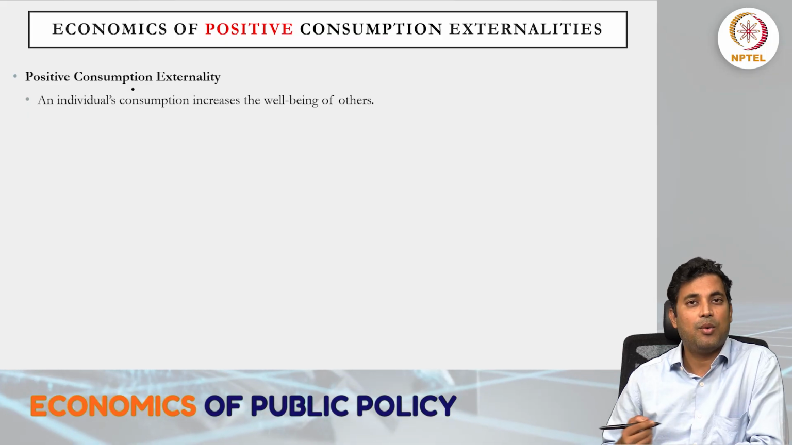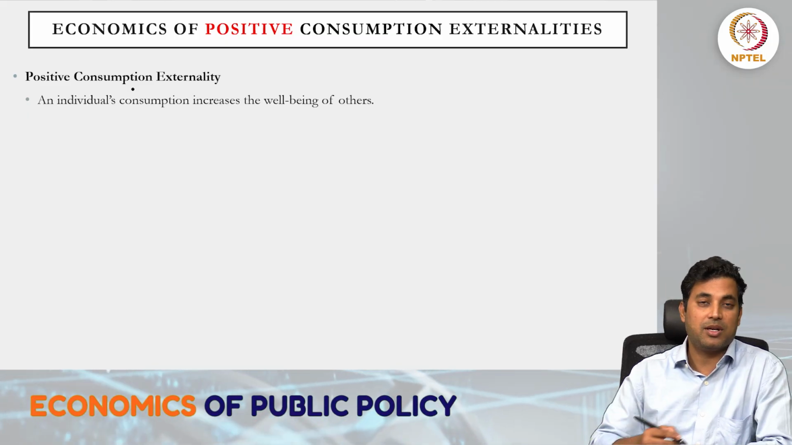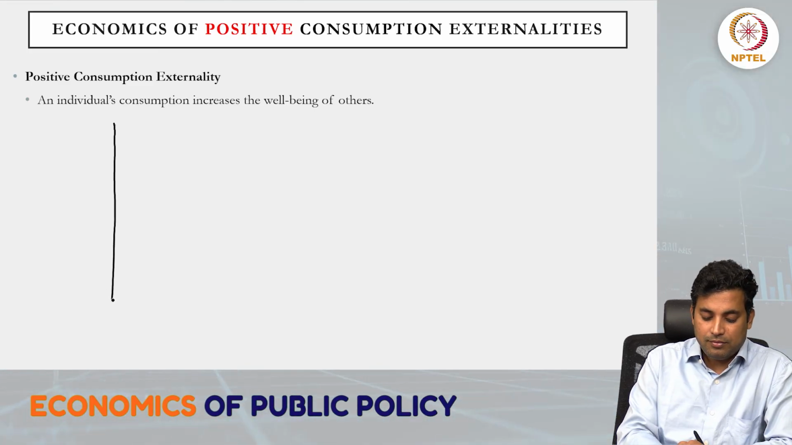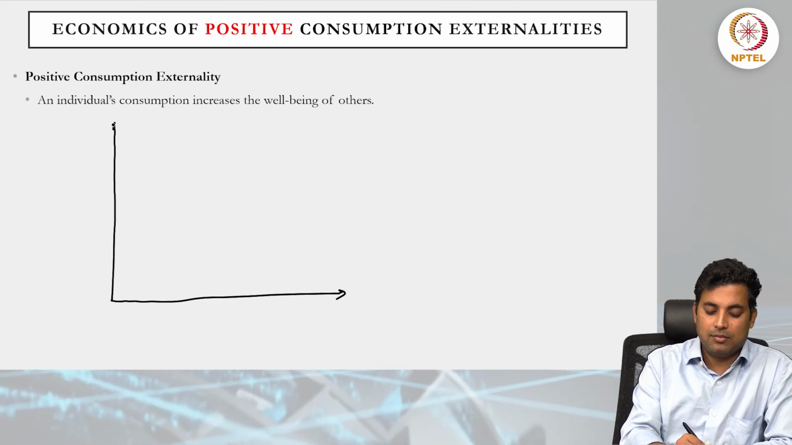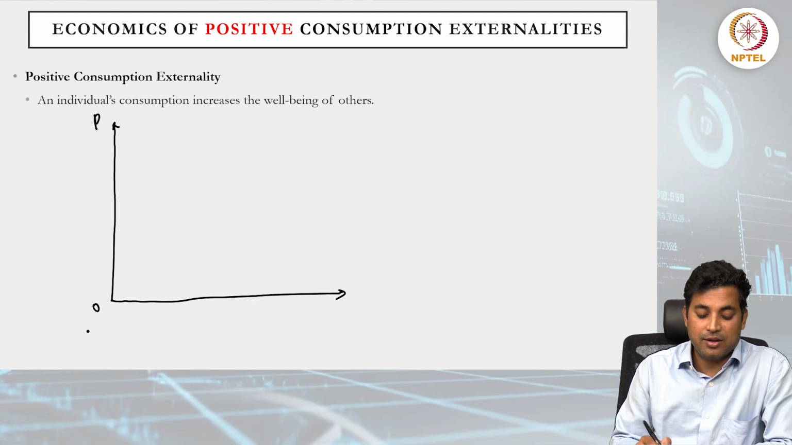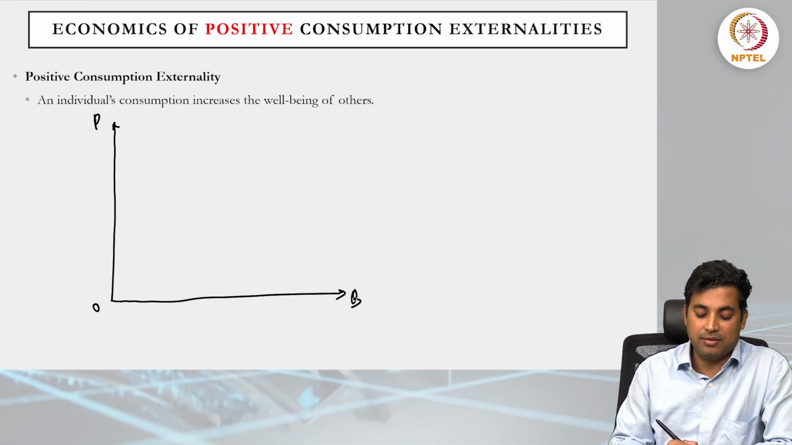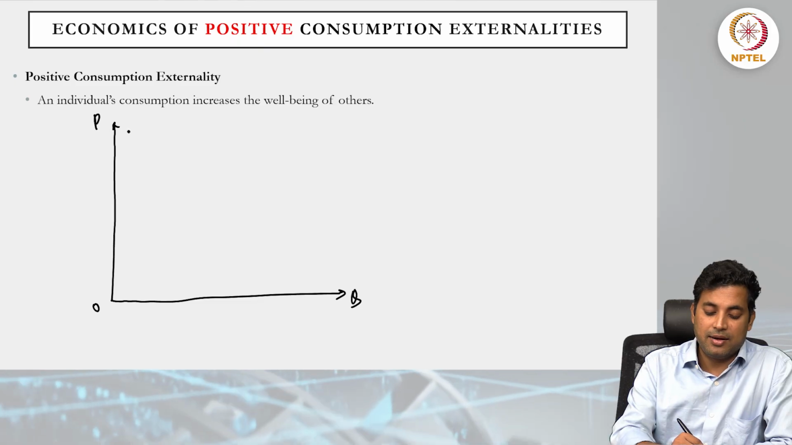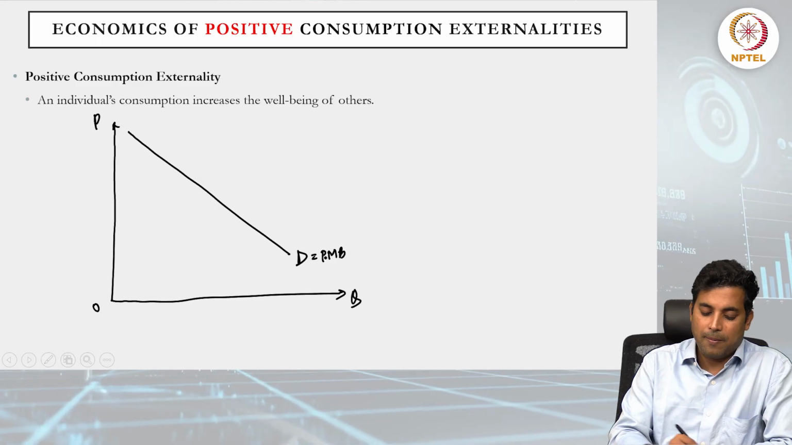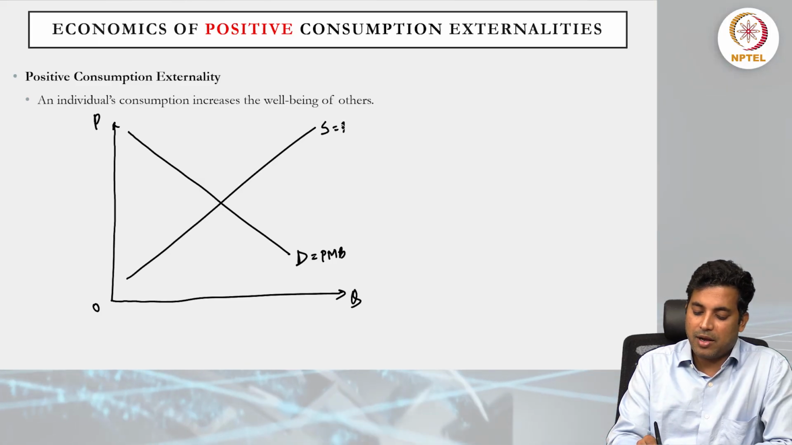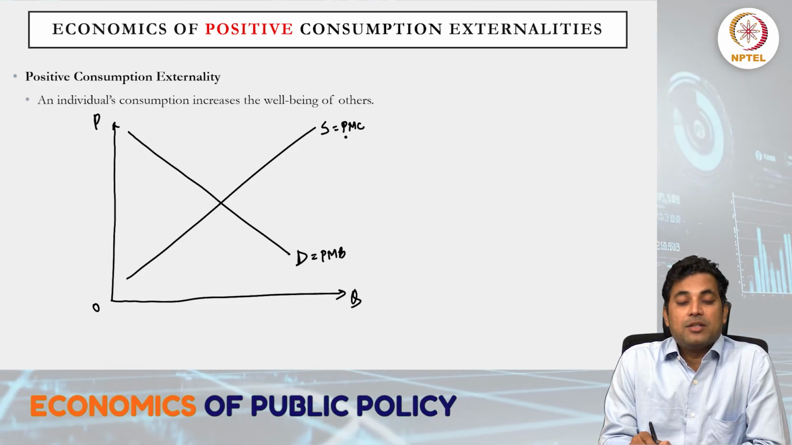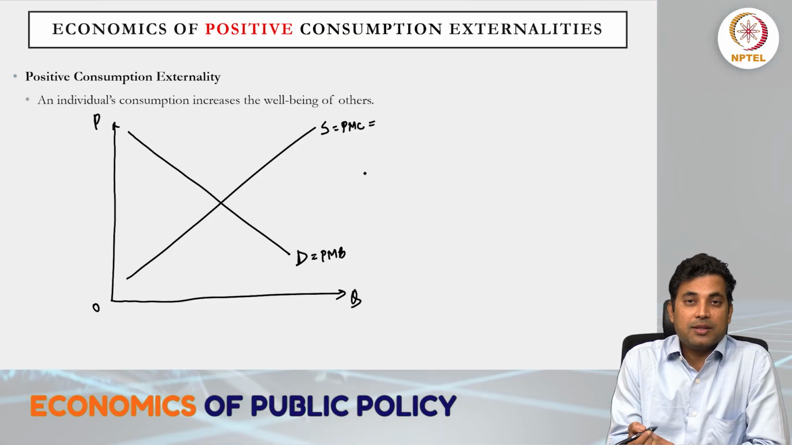So let us understand the economics of positive consumption externalities with the help of a graphical illustration. Price is measured along the vertical axis, and quantity is measured along the horizontal axis. Here is the demand curve, which is the private marginal benefit, and here is the supply curve, which is the private marginal cost curve.